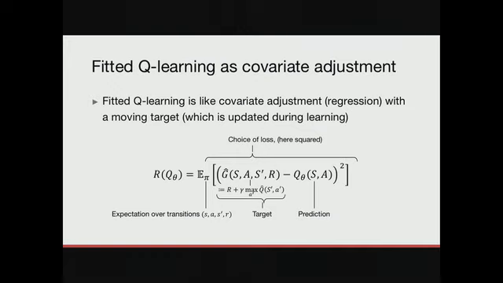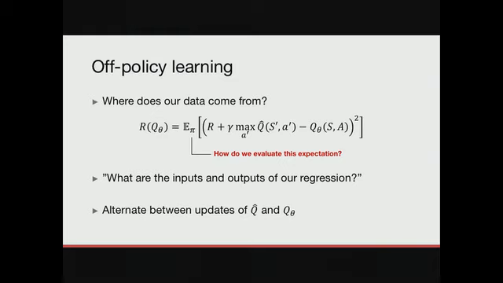So the question we got before was, how do I know the transition matrix? How do I get any information about this thing? I say here on the slide that we have some target that's R plus future Q values. We have some prediction, and we have an expectation over transitions here. But how do I evaluate this thing? The transitions I have to get from somewhere, right?